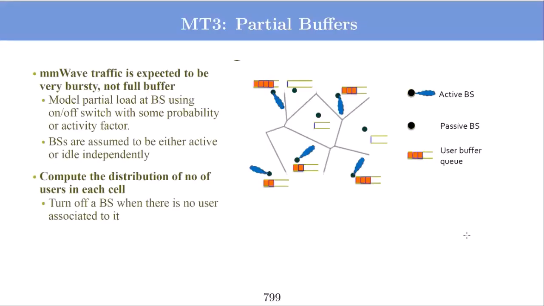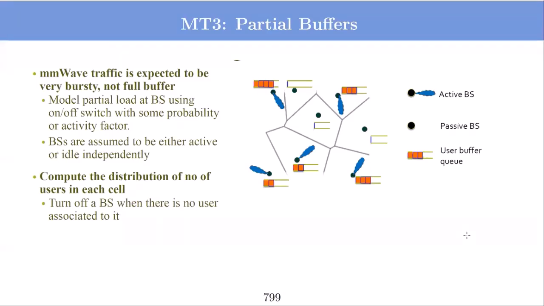Third, we will see how we model partial buffers. So normally we assume that the base stations are always loaded. It means there are users in each base station looking for data to receive, right? But this is not always the case. Sometimes some base station may be idle because there may be users in the base station, but none of them basically wants to receive any data, right?